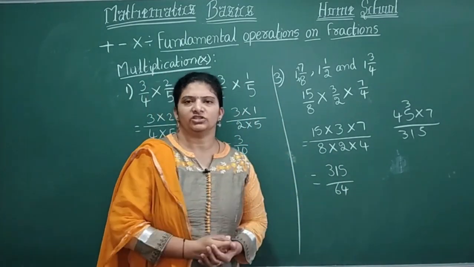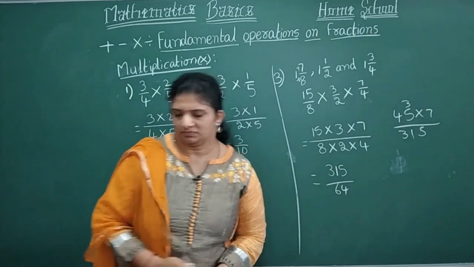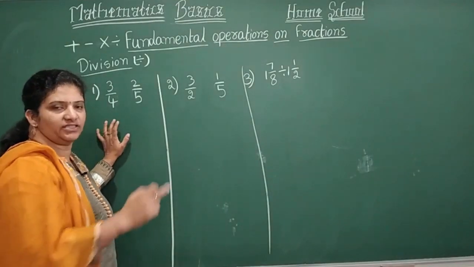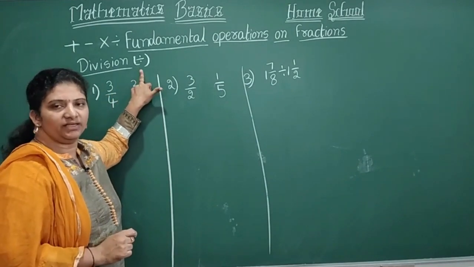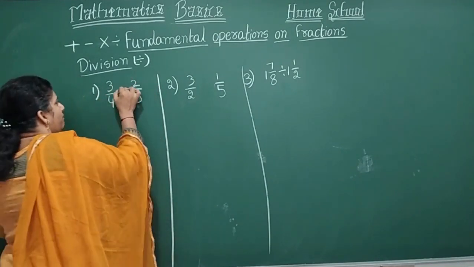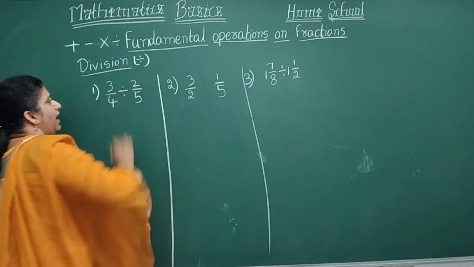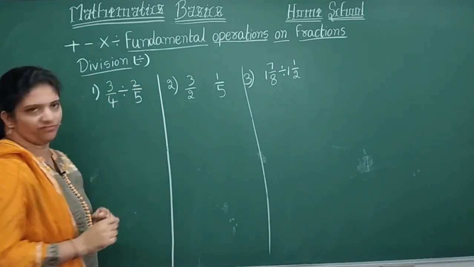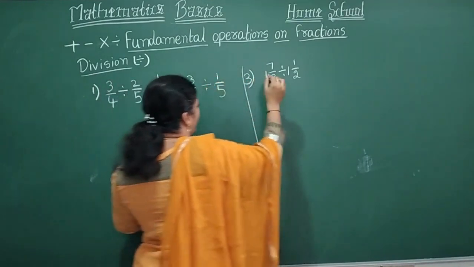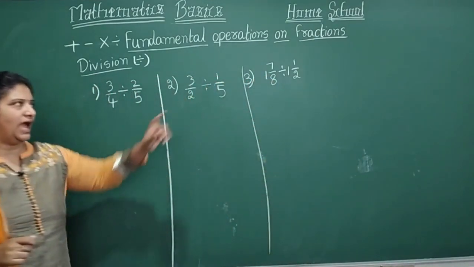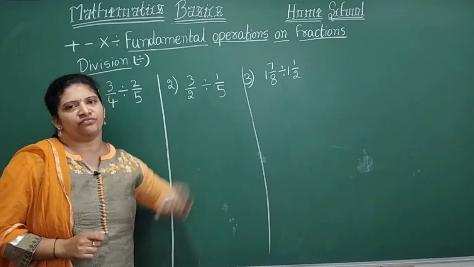So the next operation will be division. The fundamental operation on fractions here is division. For division, we use this symbol, divide. So 3 by 4 divided by 2 by 5, and your next number 3 by 2 divided by 1 by 5. And there is a division with a mixed fraction.